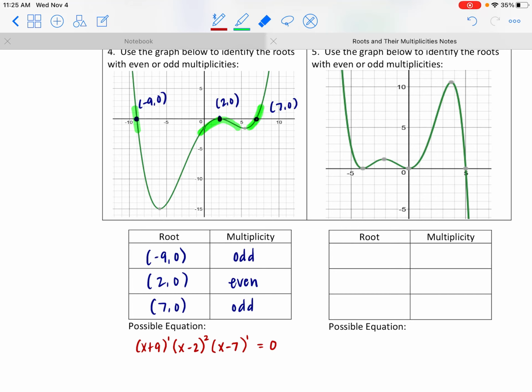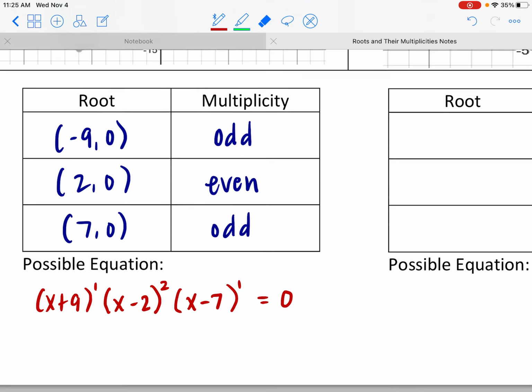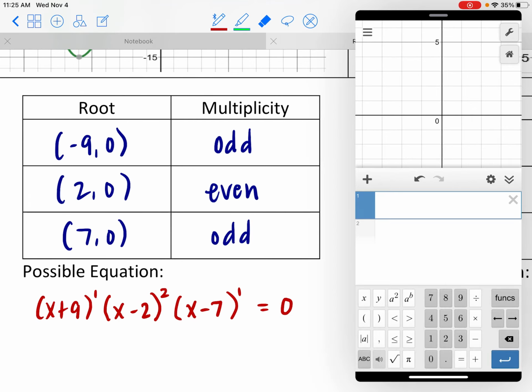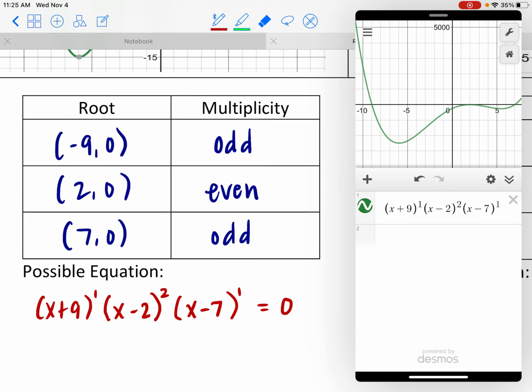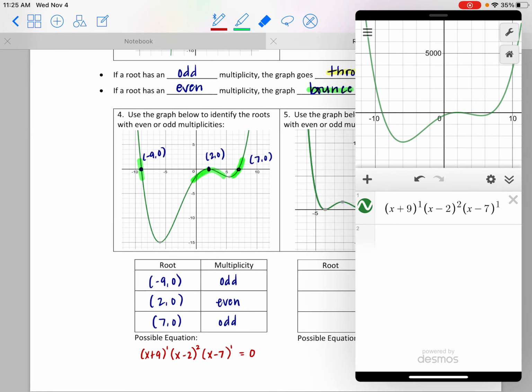Okay. Now, I just want to show you what happens, or let's confirm this. Let's say we had x plus 9 once, and just because I'm going to be messing with those exponents, I'm going to put the 1 in there, and then we're going to have x minus 2, and we're going to do that twice, and then we're going to go with x minus 7, and we're going to put that in there once. And let's go ahead and call this y equals. Okay, so here's a graph, and let me just zoom way out on this graph, and does it in fact look like the graph we have?